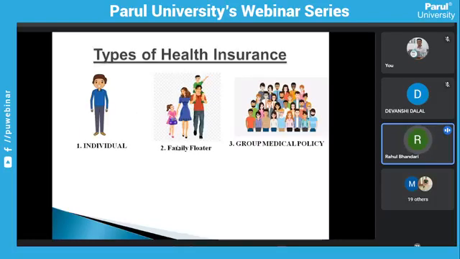As well as your employees' family members will also be covered in the group medical policy at a very cheap rate compared to an individual policy. In simple terms, an individual policy will cost me around 5,000 rupees if I go for a 10 lakh rupees health insurance policy. But if I talk about the same thing in a group policy, it will hardly cost me 1,000 rupees. And not only me, my family members, my dependents will also be covered.